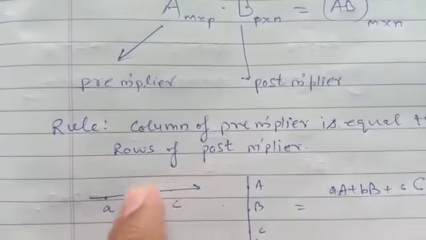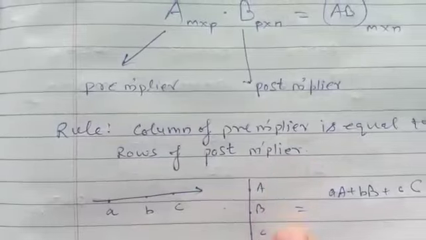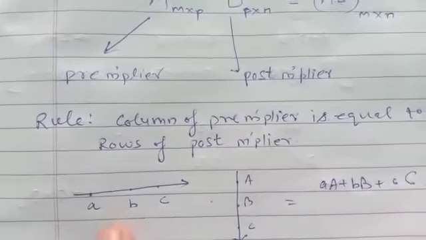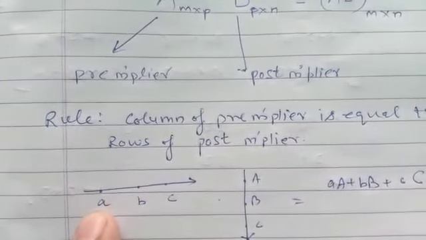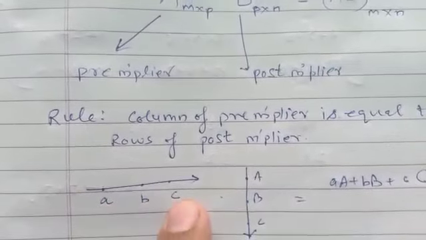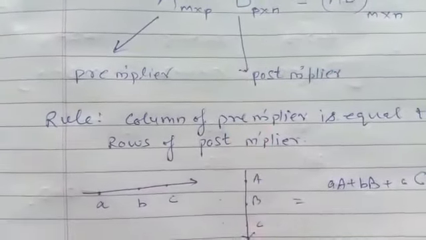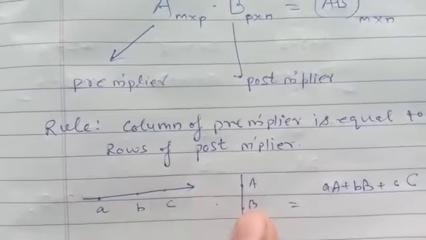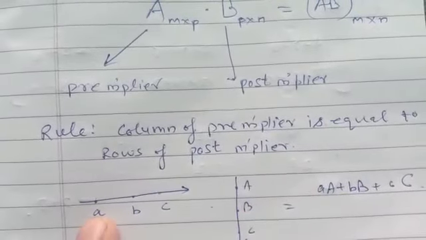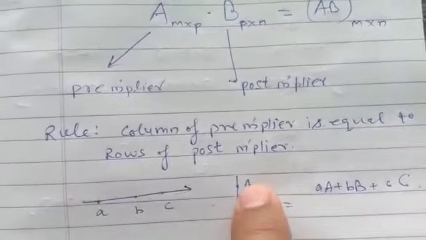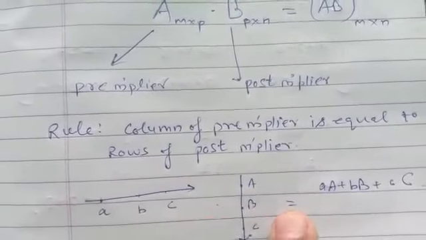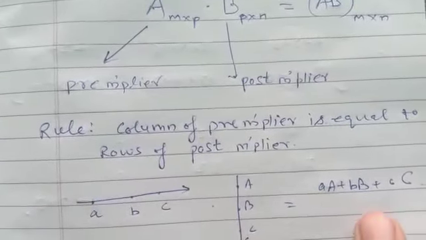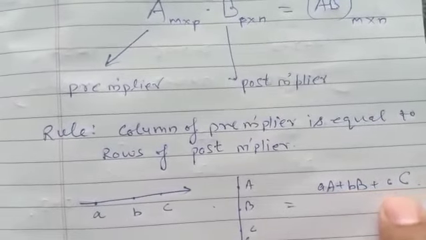We always multiply a row with a column. Let us consider elements a, b, c in the row, and in the column capital A, capital B, capital C. And then how can you perform the multiplication? Small a multiplied with capital A, similarly b into B, similarly c into C, and in between these put a plus sign. We have to add these.